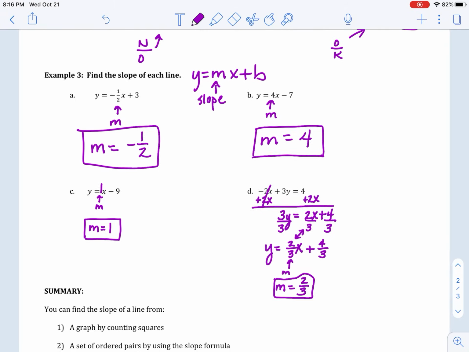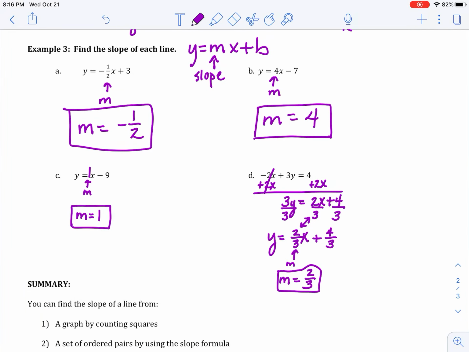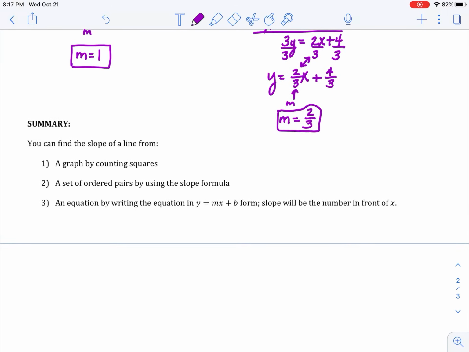All right, so if you have an equation, the important thing to remember is it has to be in y equals mx plus b form. Again, that means that the y is isolated and nothing's in front of it and everything else is off to the other side. Once it's in that form, then whatever's in front of your x is your slope. So in summary down here, what did we learn to do? We learned to find slope of a line from a graph by counting squares, a set of ordered pairs by using the slope formula in example 2, and in example 3 we learned that we could write the equation in y equals mx plus b form, and the slope will be the number in front of x. This is all a review from algebra, so hopefully you find the homework easy too.